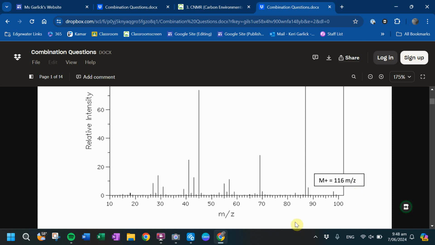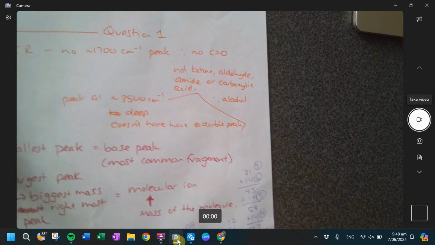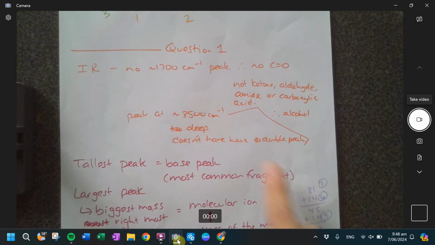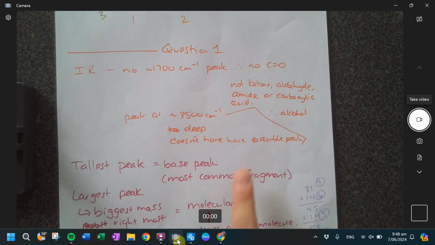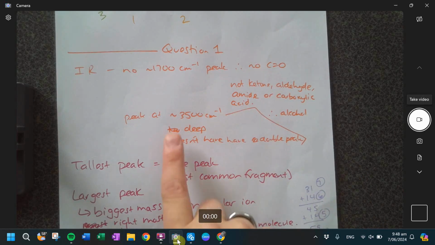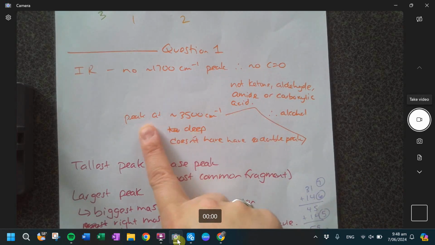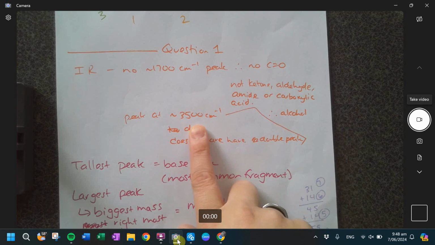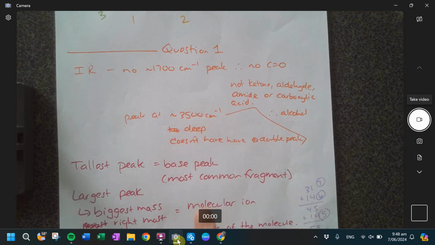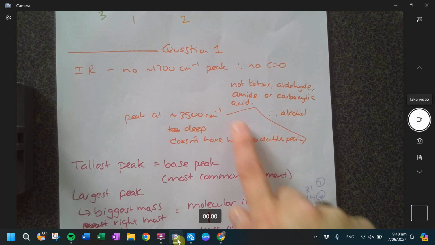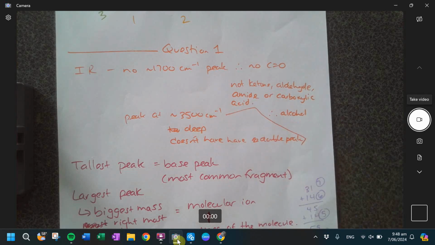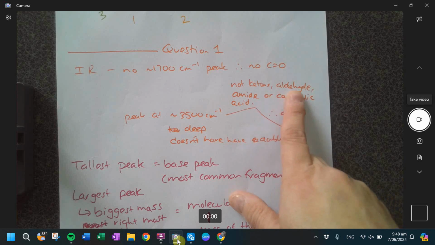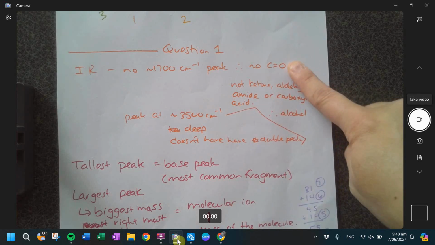So if you guys remember from the notes from last week, I'm just going to point this out. So we did question number one. We talked about what we figured out from the IR spectra. We figured out that there was no carbonyl. We also figured out that there was a deep peak, I should actually call it a trough because it's going under there. It's around 3,500, but it doesn't have that double peak there. So from those two bits of information, I can tell that that's probably going to be an alcohol as my functional group. I've ruled out ketone and aldehyde because there's no carbonyl.